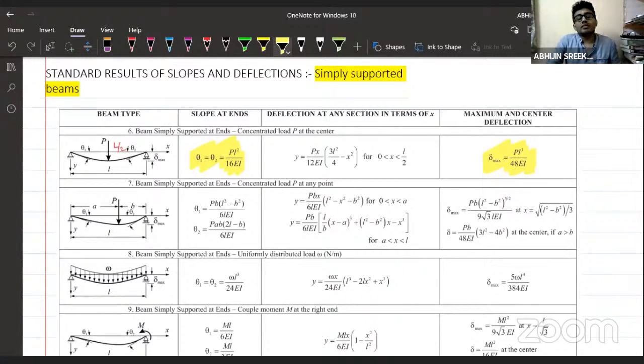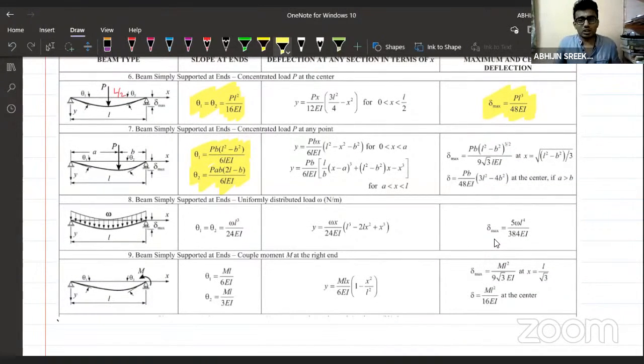Again, if the loading is a bit eccentric in nature, then the slopes and deflection are somewhat like this. I will not recommend you to remember this, which is not that much required. If you're interested, you can go with the slope at both the ends, but remembering such equations for deflection is not required, not recommended. Till now there are no questions from this particular topic.